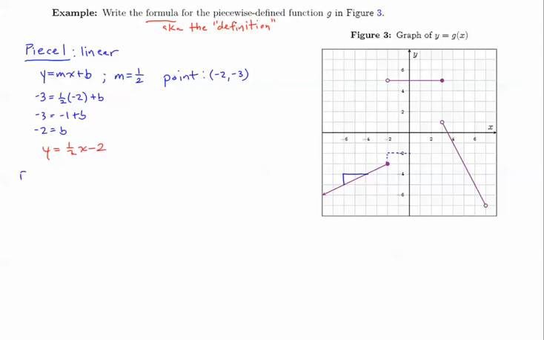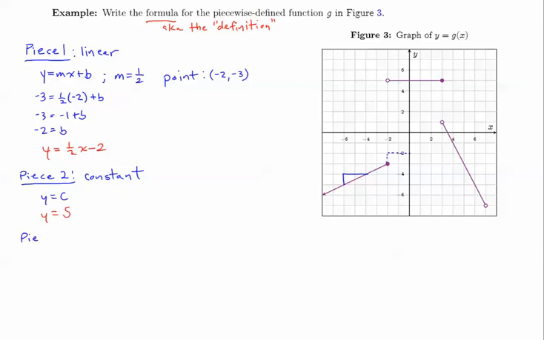The second piece, this one's a lot easier. Since this is constant, it's just going to be defined by y equals some number c. That's the general formula. Now, that number we can see on this graph should be 5. So here, we're going to have y equals 5.